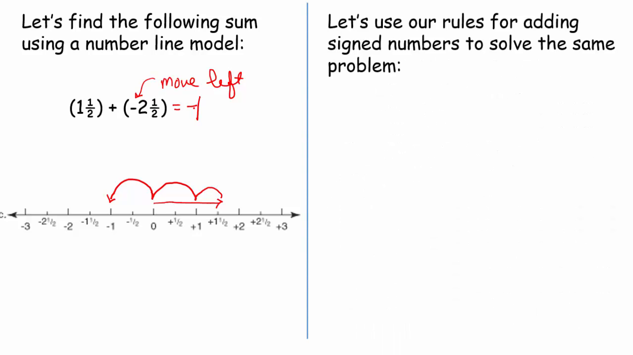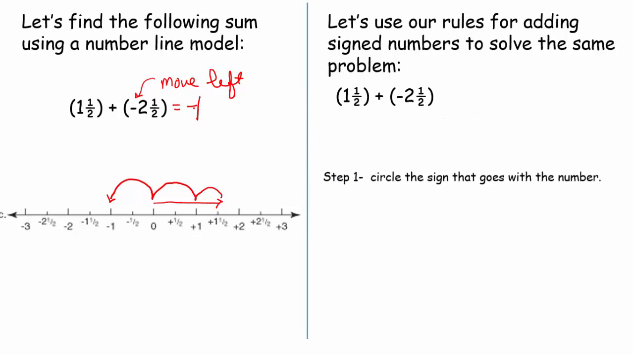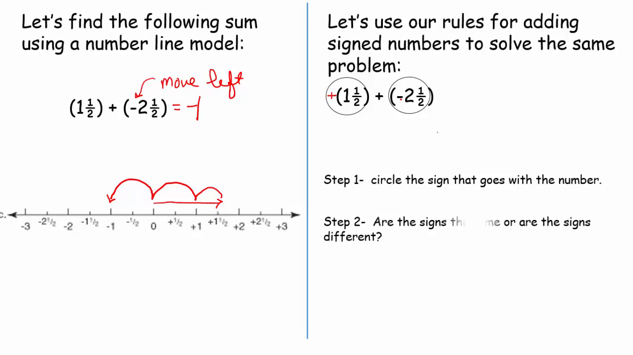Let's go ahead and take a look at that example without needing a number line, just using our rules for adding signed numbers. So what's our first step always? Circle the sign that goes with the number. That first number doesn't actually have a sign in front, so we're like, oh, that means that's positive. Then the second number has a negative right in front, that's negative. And you ask yourself, are those signs the same or are those signs different? Well, the first one's positive, the second one's negative. Those signs are different. You're going to find the difference. So we have to find the difference between 2 1/2 and 1 1/2.